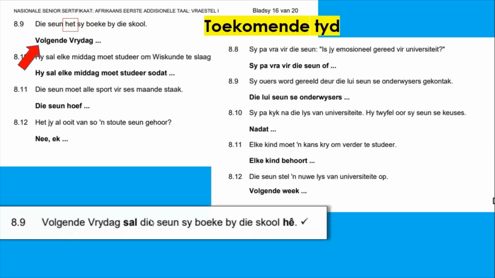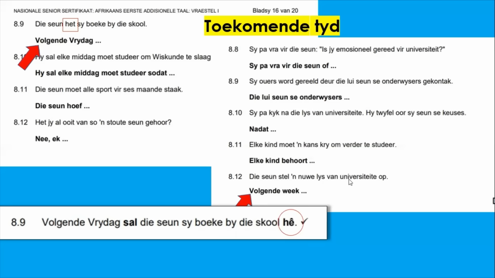Volgende Vrydag sal, because it's future tense, die seun sy boeke by die skool hê. Important. Het changes to hê. Okay, let's see this side. Volgende week, meaning next week, meaning it's toekomende tyd as well. Let's read the sentence. Die seun stel 'n nuwe lys van universiteite op.